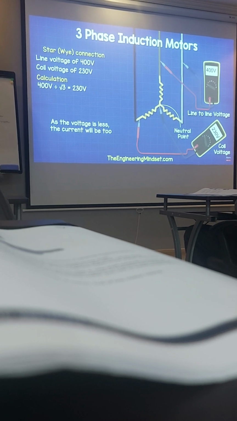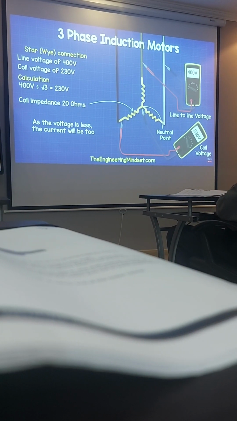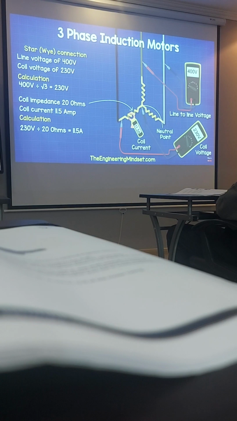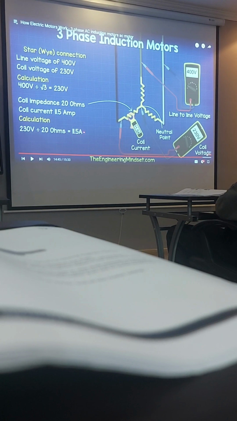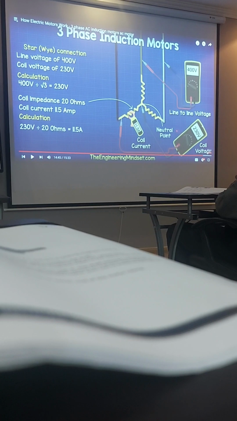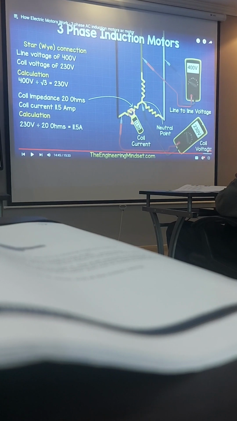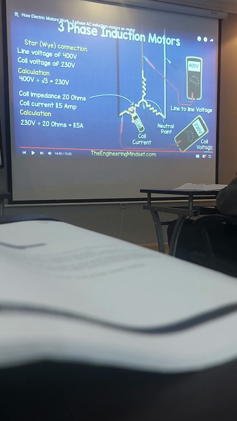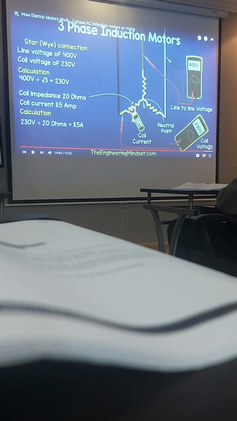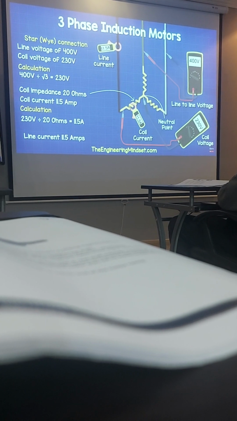As the voltage is less, the current will be less too. If this coil also has the impedance of 20 ohms, then 230 volts divided by 20 ohms equals 11.5 amps. So here, when compared to delta, the star is having only 11.5. They will ask you in interview which one is better, delta or star. So you have to say star is less when compared to delta. That is the reason why very big motors, more than 50 HP motors and all, they will connect in the star connectivity. The line current will also therefore be the same at 11.5 amps.